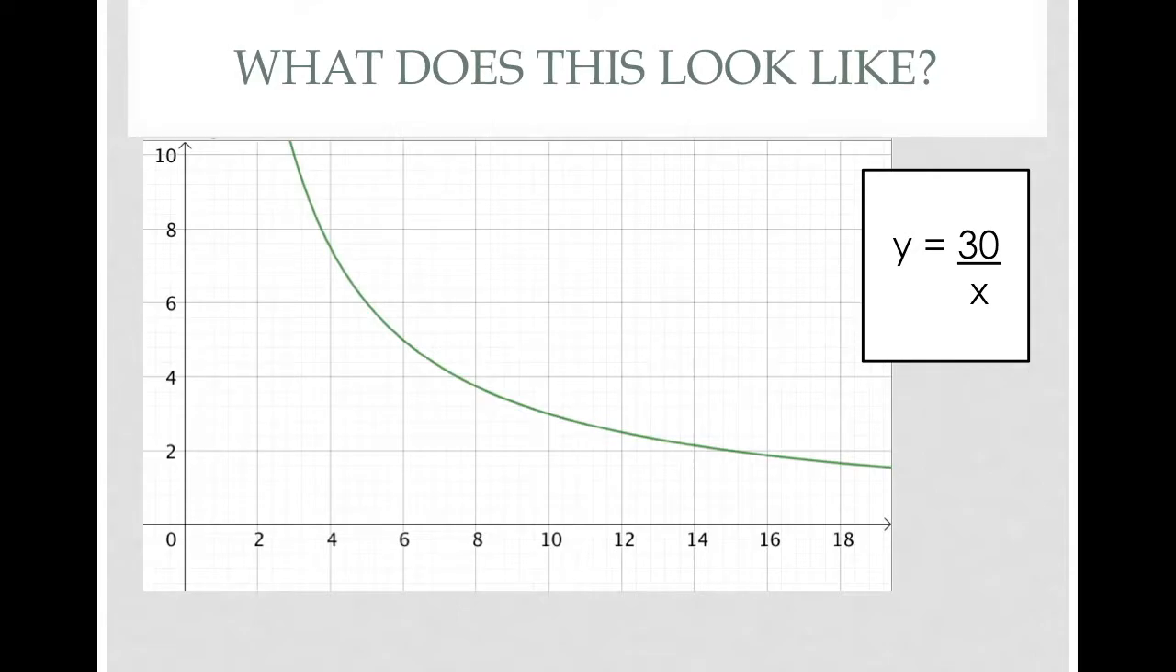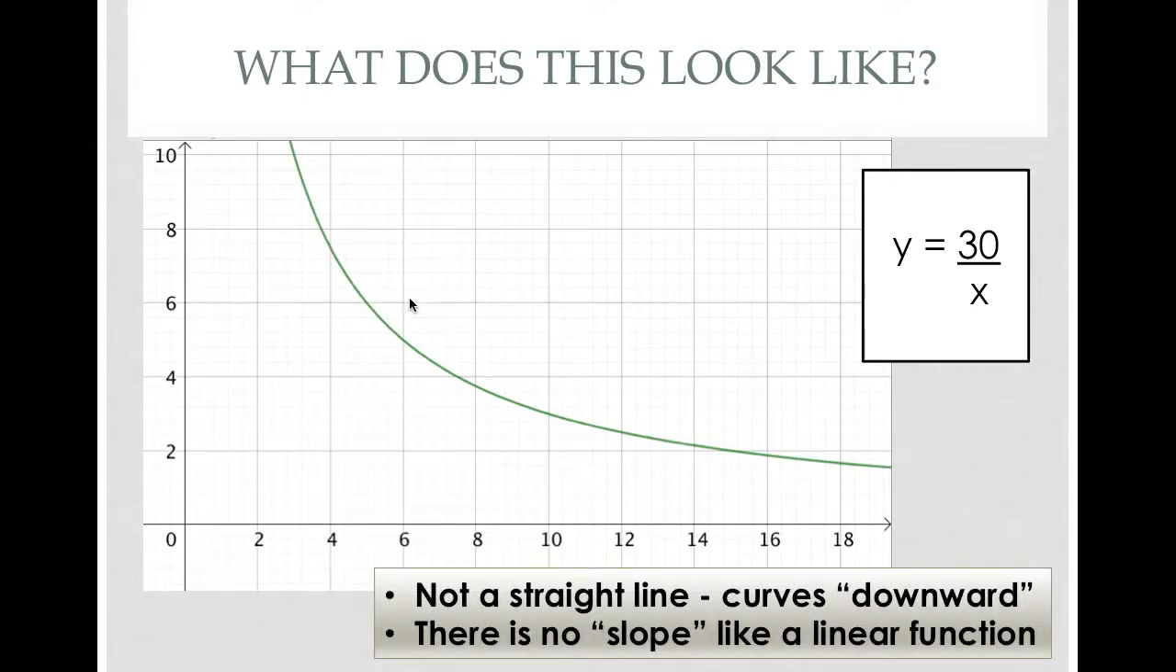So what does y equals 30 over x look like? Well, as we pointed out before, it's curving. Here's a curve, right? It's not a straight line like a linear function. It curves downwards. There's no such thing as a slope, really, in a rational function. We don't talk about slope like we do in a linear function. And we are focusing on the first quadrant.